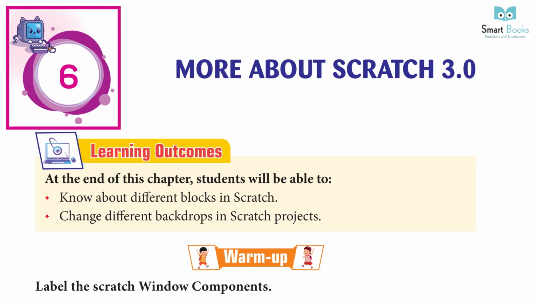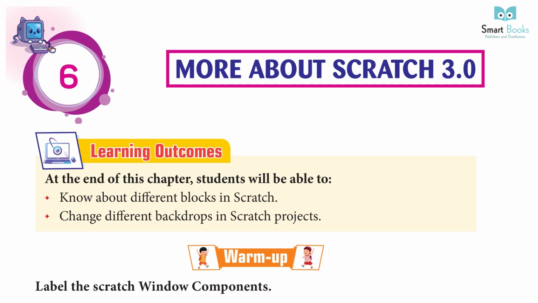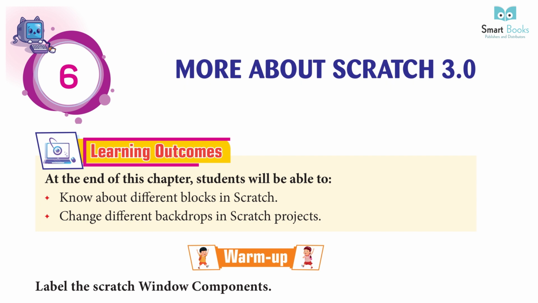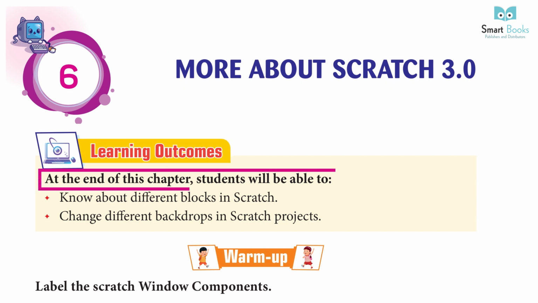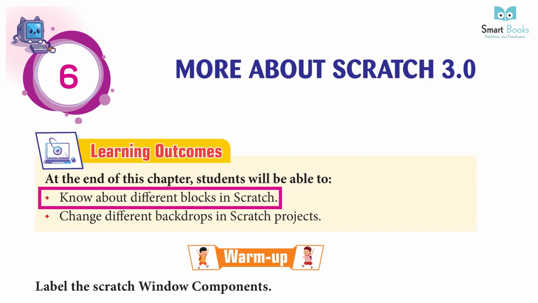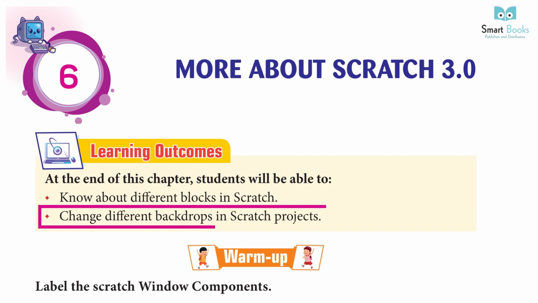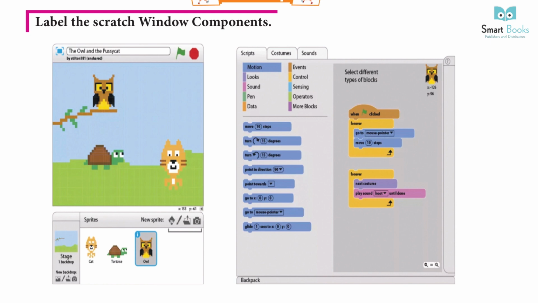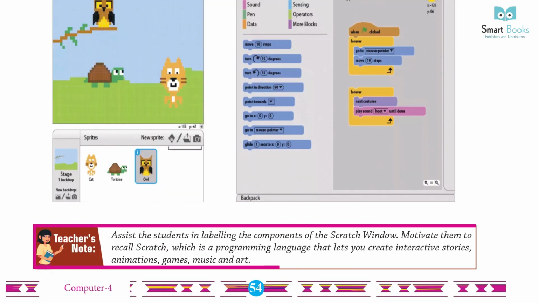Chapter 6. More about Scratch 3.0. Learning outcomes. At the end of this chapter, students will be able to know about different blocks in Scratch, change different backdrops in Scratch projects, warm up, label the Scratch window components. Teacher's note: assist the students in labeling the components of the Scratch window.